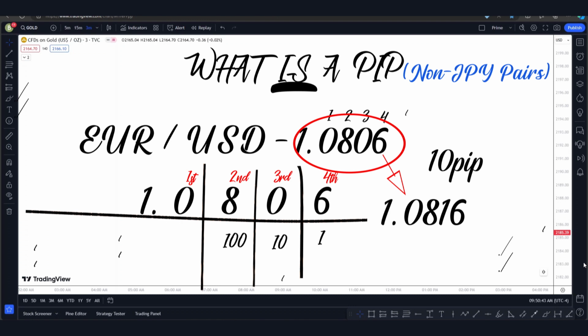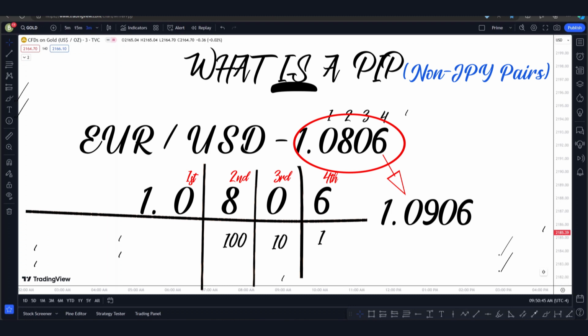Let's do one more example to make sure that you understand it very well. Since this is the foundation of the trading career, you just can't do away with this. So let's do 1.0906. At this point, how many pips did the euro dollar rise?